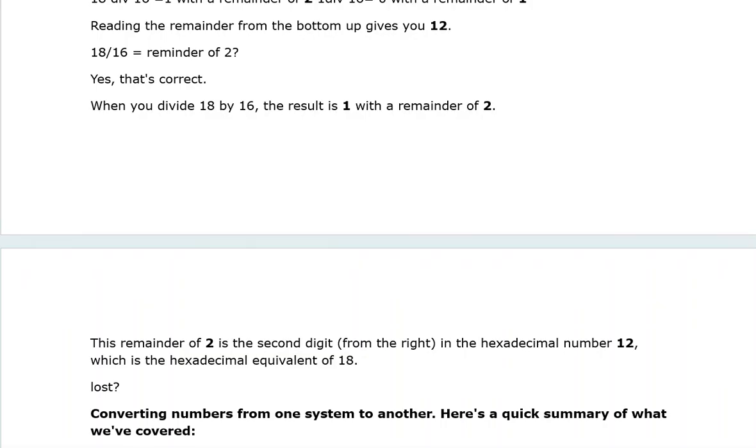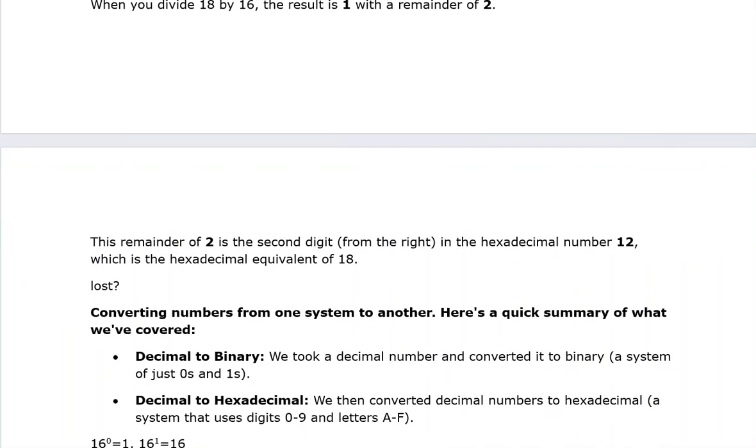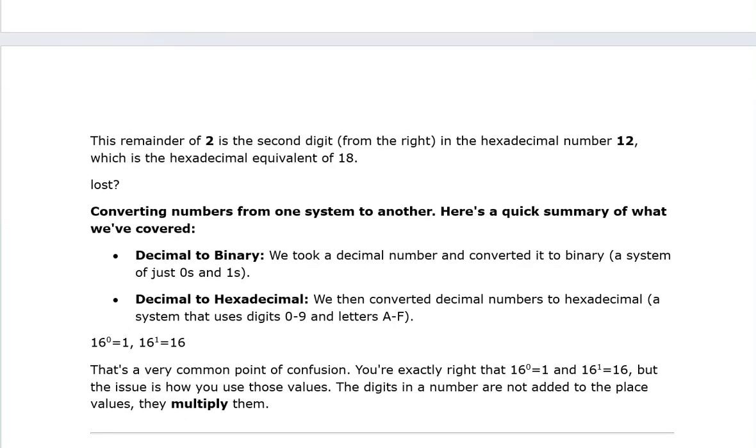Again, when you do that, you're going to divide by 16. Your result will be 1 with a remainder of 2. And then we're going to go through breaking these up so you'll see how this really arrives at the equivalent of a hex.